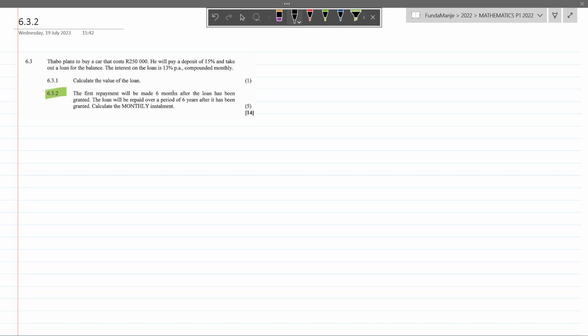Usually what happens is you start making the repayments at the end of the month. And in this case, it's made after 6 months. So that means the loan is gaining interest for 5 months while he's not making the payments. So first, if we want to find the monthly installments, we need to find out how much interest the loan gained over the 6 month period, or rather the 5 month period.